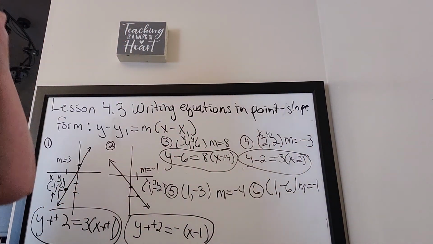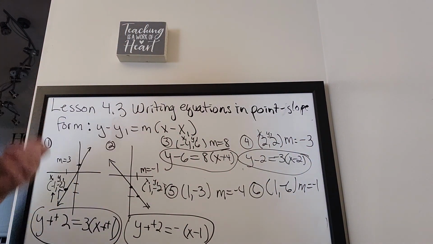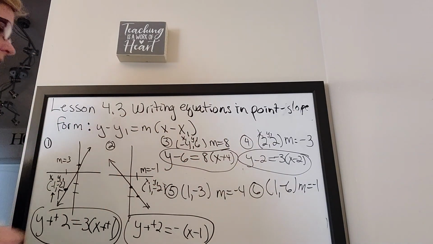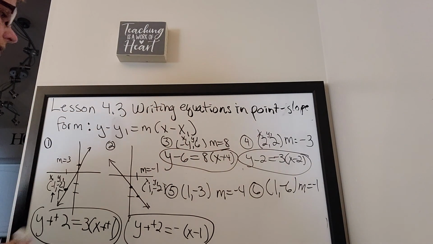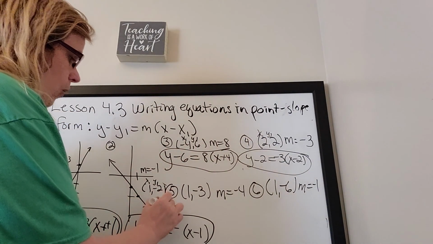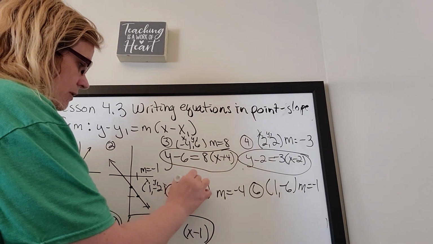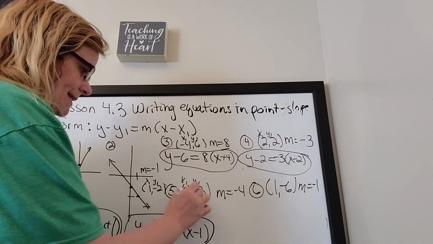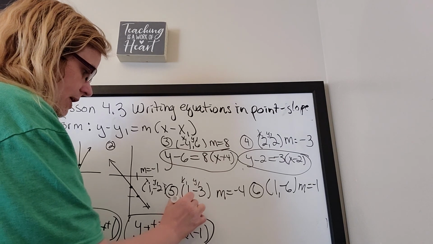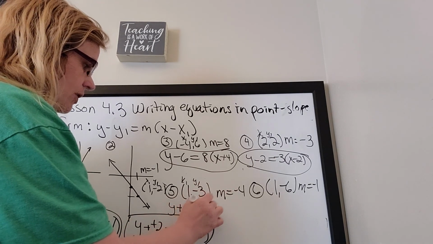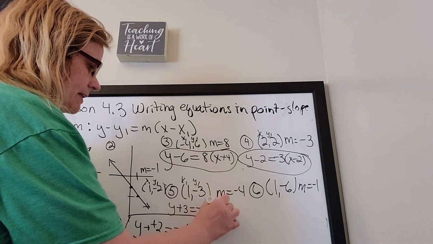This is a pretty easy one to do if they give you the slope and one point. So here on this one, this is our x1, y1, y minus -3, so y plus 3 equals m is -4 times x minus 1.